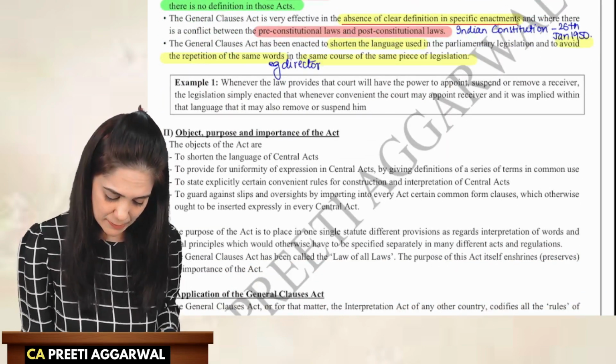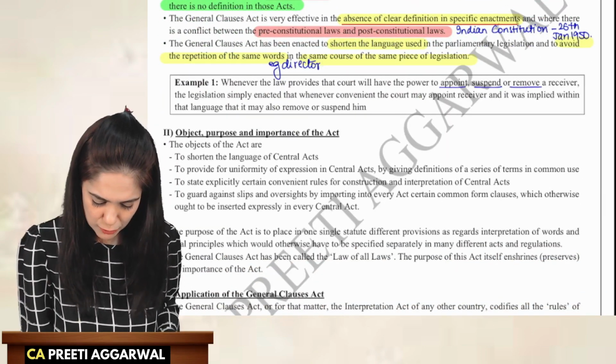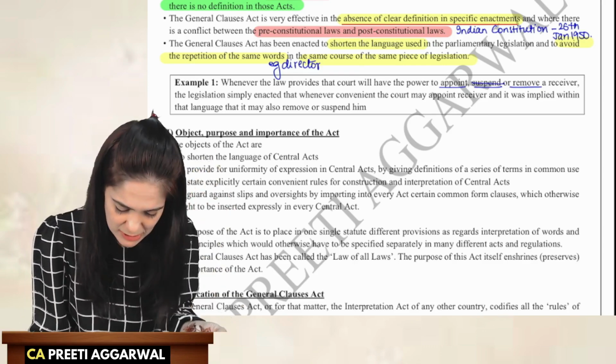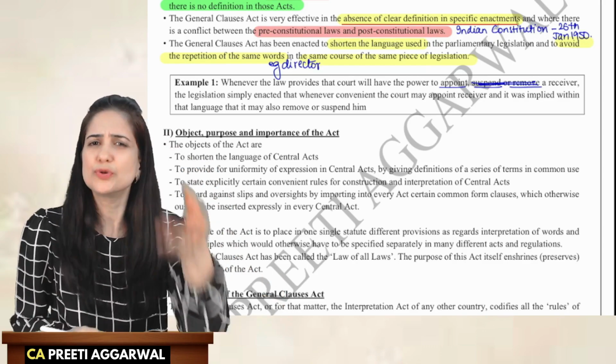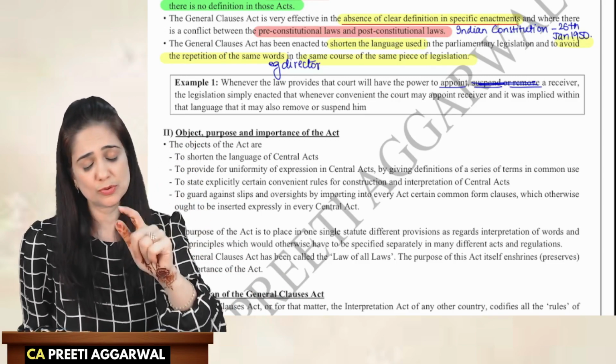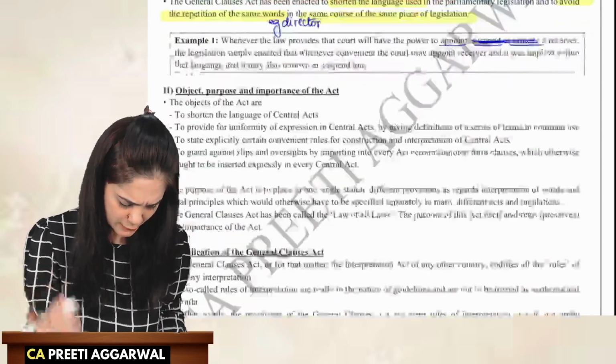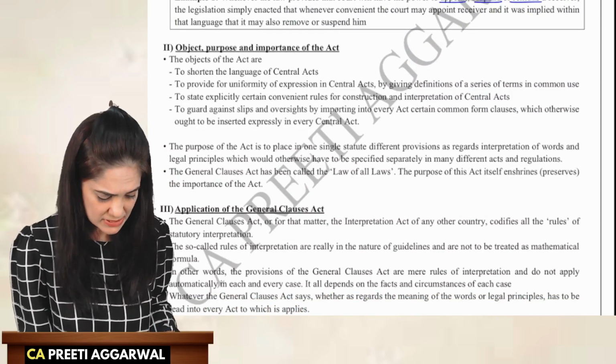If the court has the power to appoint, suspend, or remove, law says why write suspend and remove. If you have the power to appoint, it is understood you also have the power to suspend and remove. So it shortens the language of law. What is the object, purpose, and importance?